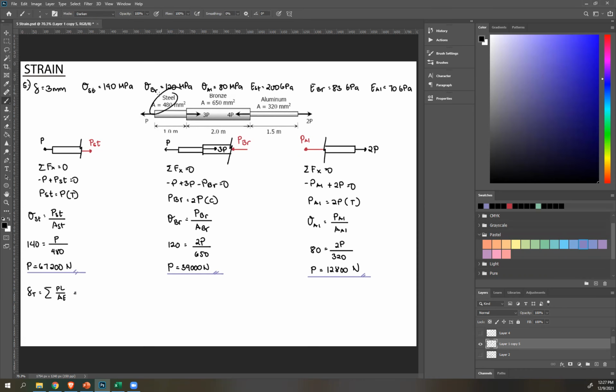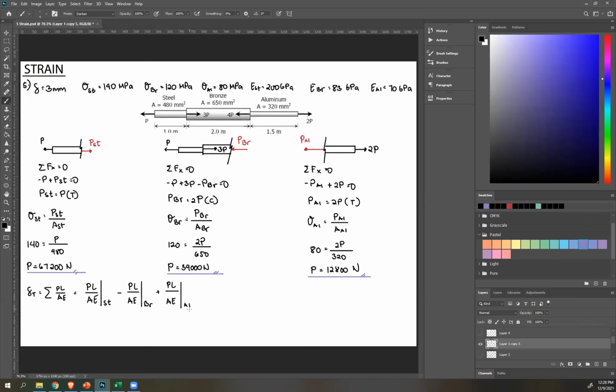So let's start with steel. So I'll just write here PL over AE and then create this line, right? So this means all of these values are for steel, okay? And then let's check, this is in tension, therefore this is positive. Next, bronze. Looking at bronze, that's compression, so this is negative, okay? And then PL over AE for bronze. And then for aluminum, that's in tension, so this is positive. PL over AE for aluminum, okay?